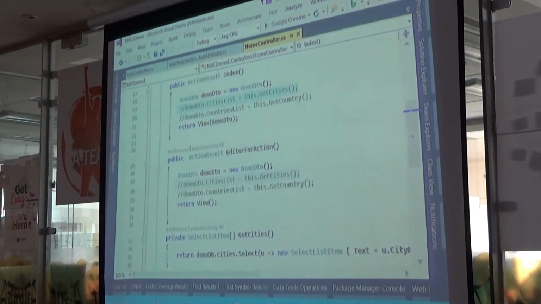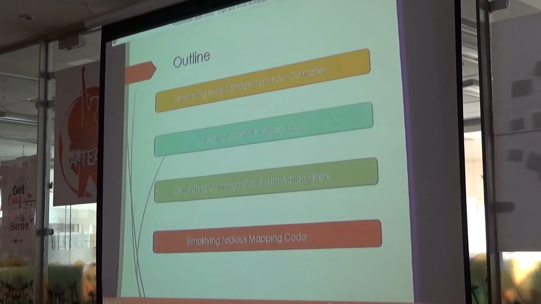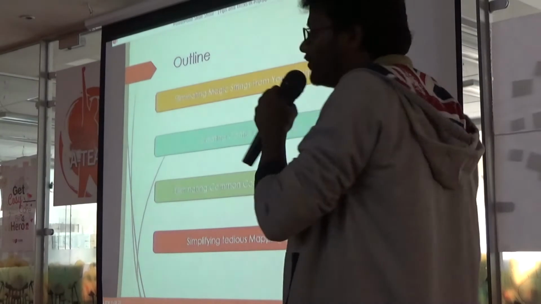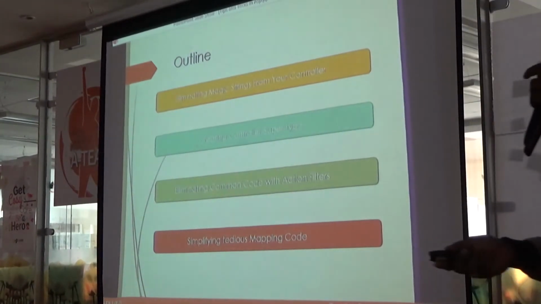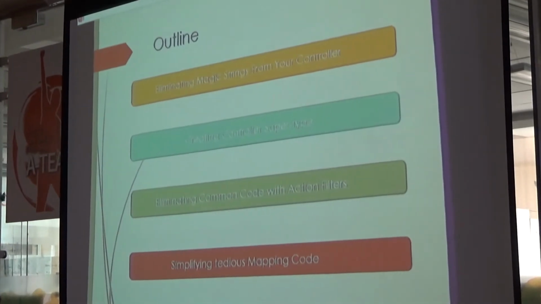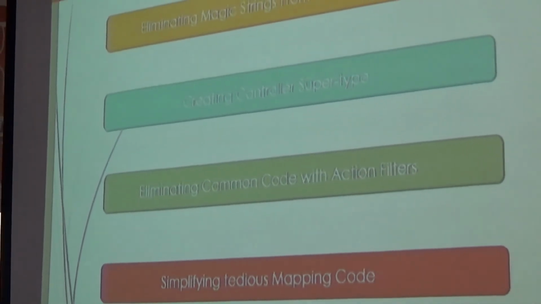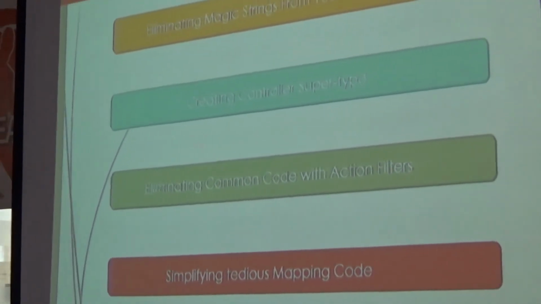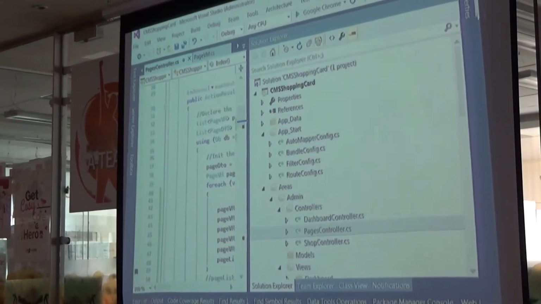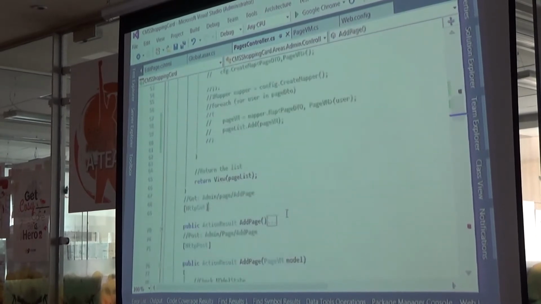Alright, this is one. And one more thing: this simplifies tedious mapping code, and eliminates common code with action filters. I think most of you are working with MVC. This is the mapping code, if you have a class like this, this is my mapping.